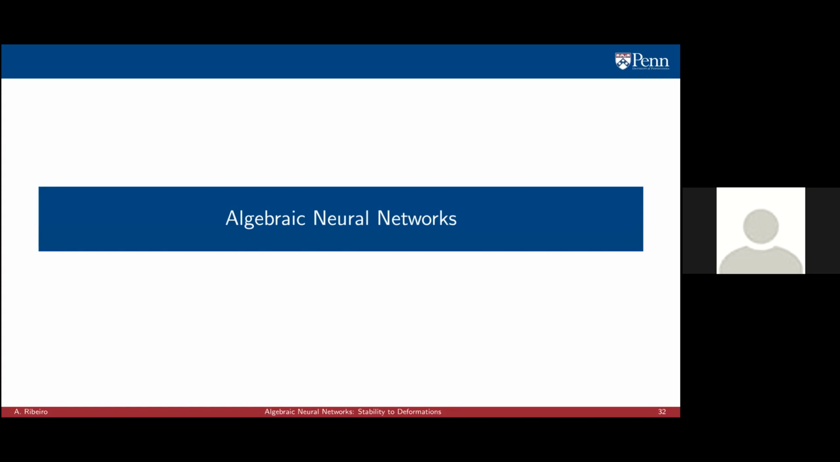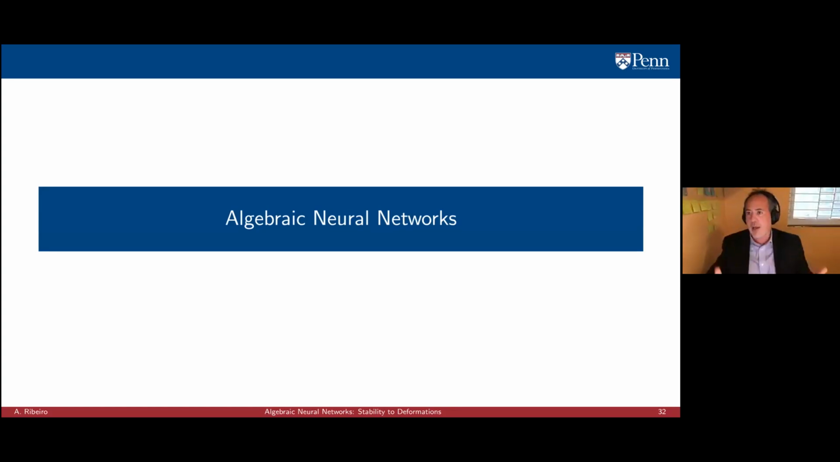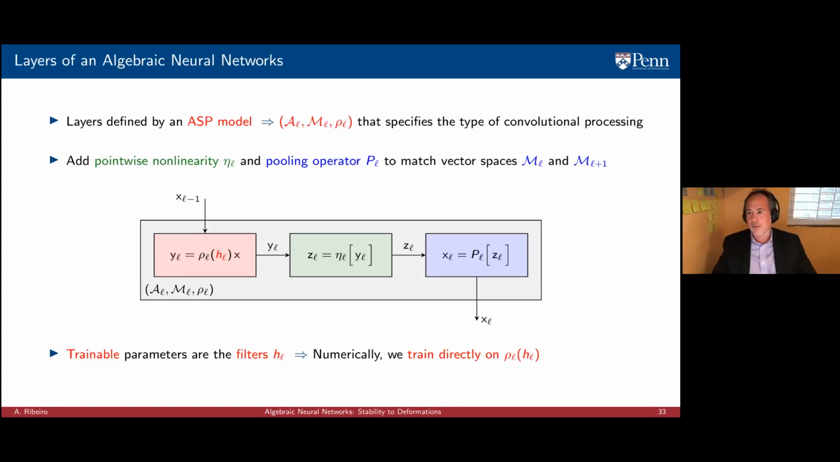So I have defined the algebraic filters. I now need to define the algebraic neural networks. This is actually quite beautiful because once you have defined your filters, defining neural networks is very easy. So I am illustrating here how a layer of an algebraic neural network is going to look.